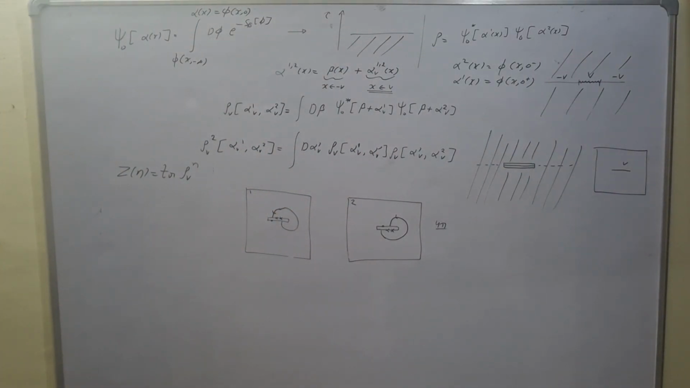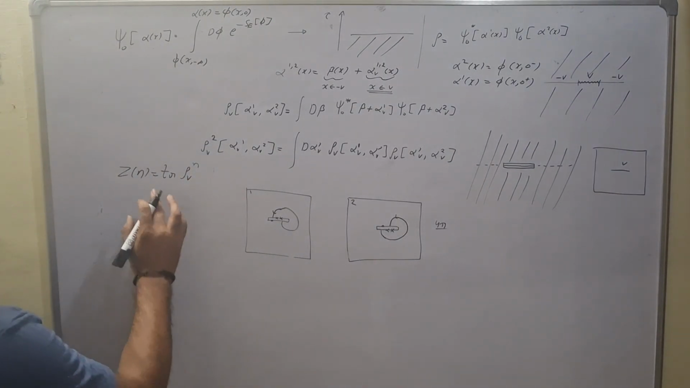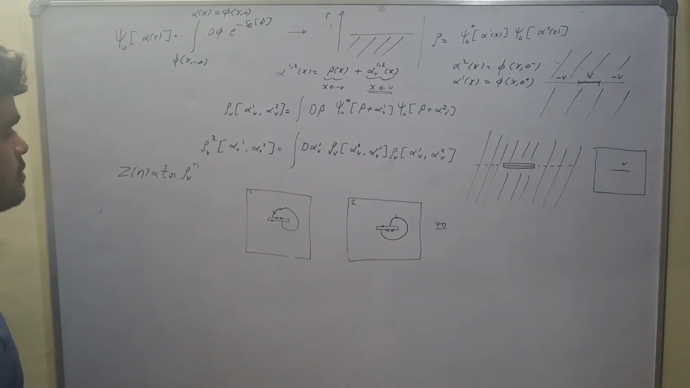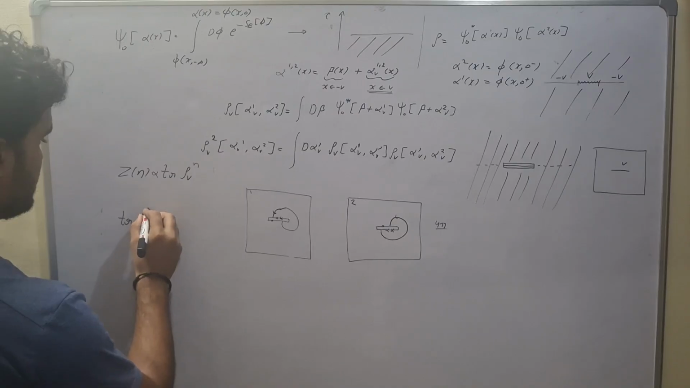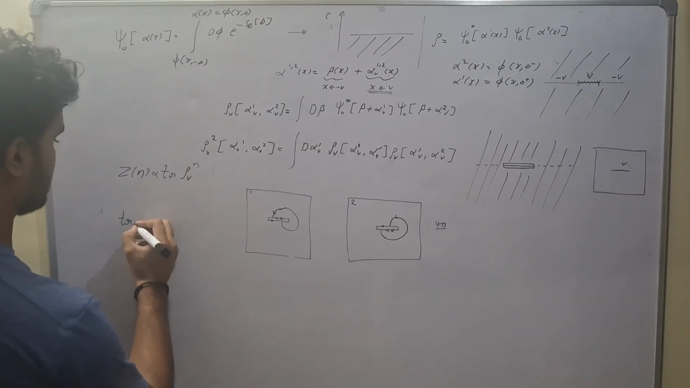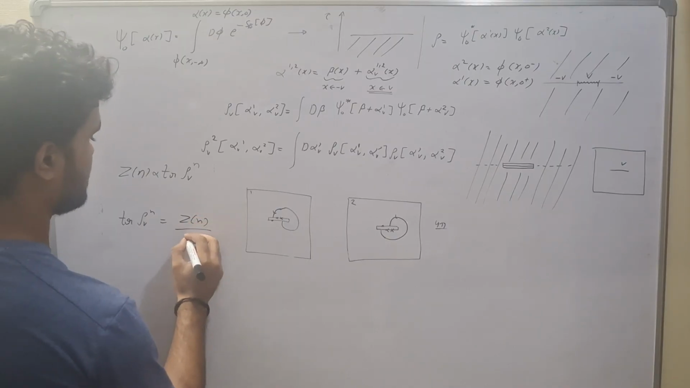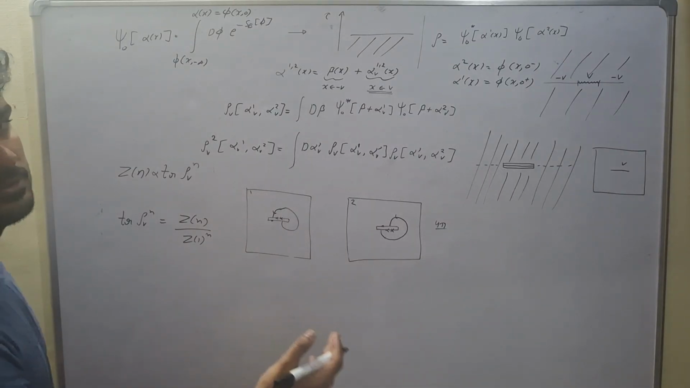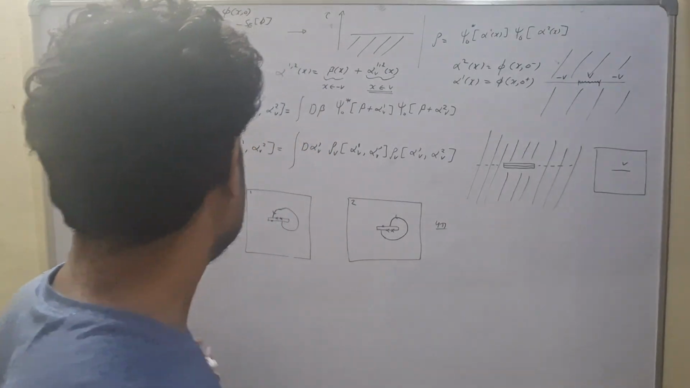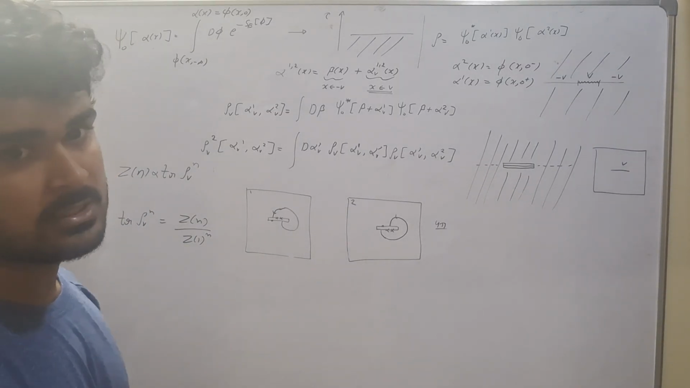So this is how we construct the reduced density matrix, and the trace of rho V raised to n is actually Zn by Z1 raised to n. This is the normalization factor to make the trace of rho V equal to 1, and this Zn is the partition function on the n-sheeted manifold.